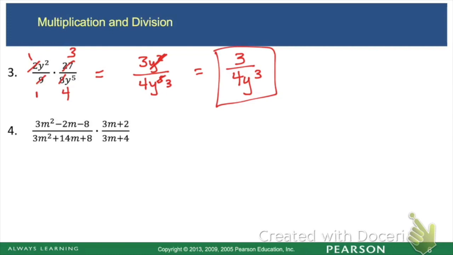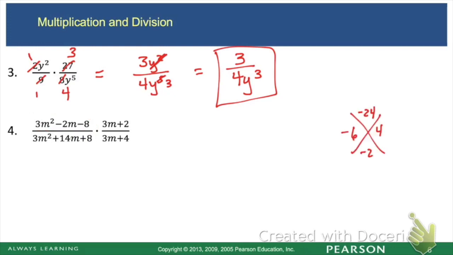Number 4 is still multiplication, but it's uglier. So I'm going to try to simplify it first. And before I simplify, I have to factor. So I'm going to factor everything that I possibly can, and then hopefully stuff is going to cancel out. So let's start with this first numerator right here. Remember, I'm trying to find two numbers that multiply to be negative 24 and add to be negative 2.